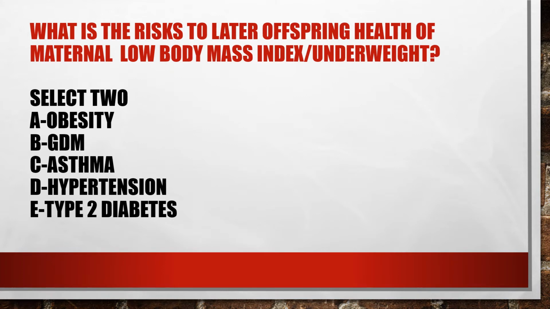Percent. What are the risks to later offspring health of maternal low body mass index (BMI) or being underweight? Select two from the list below: obesity, GDM, asthma, hypertension, or type 2 diabetes.